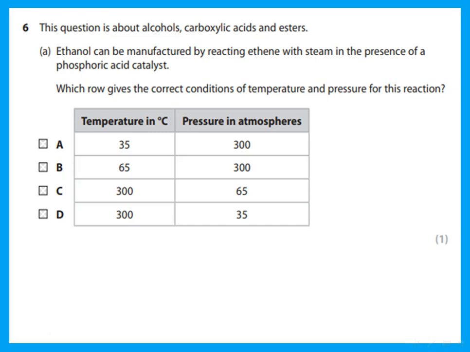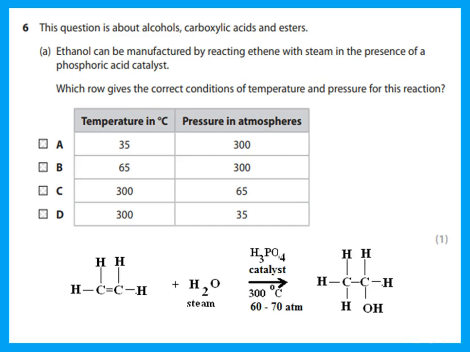This question is about alcohols, carboxylic acids, and esters. Ethanol can be manufactured by reacting ethene with steam in presence of phosphoric acid catalyst. Now, which row gives the correct conditions of temperature and pressure? Again, remember this equation. Ethanol made from ethene and steam. So I have ethene plus water at a very high temperature. That is what we call steam.